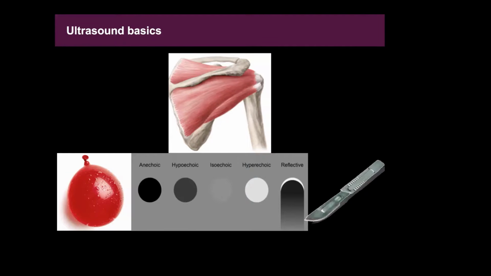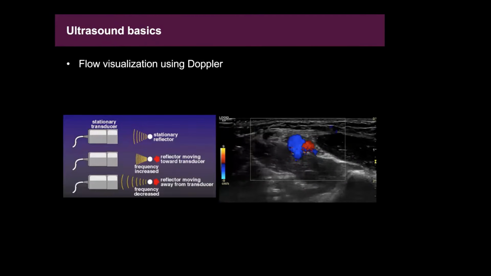So these are some representative structures that may look like those echo textures under ultrasound. With MSK ultrasound, we typically focus on the hypoechoic to hyperechoic spectrum. Again, if you see something hyperdense like surgical clips, that could be described as reflective. On the other hand, if you see a cystic structure in the body, that could be described as anechoic. And of course, one of the big advantages of using ultrasound is that we can use Doppler to visualize flow based on the change in frequency, depending on whether the object is moving towards you or away from you.